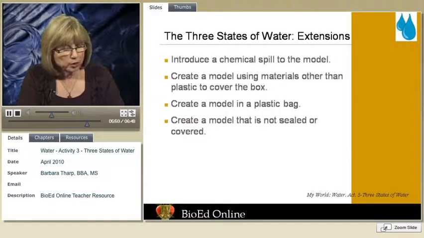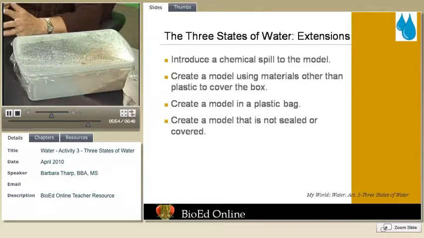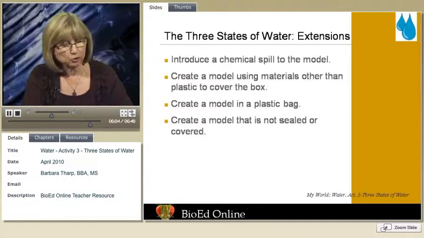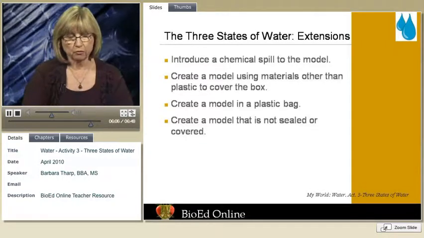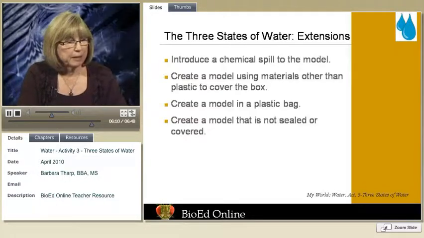What can we do with this? We can watch this year-round. You can leave this in the classroom on a window, and you will see the cycle happen over and over. We could also introduce a chemical spill. An easy way to do that is to put some food coloring in with the ice, and then watch what happens over time, and you'll see that the chemical spill, the food coloring, starts going through the whole system.